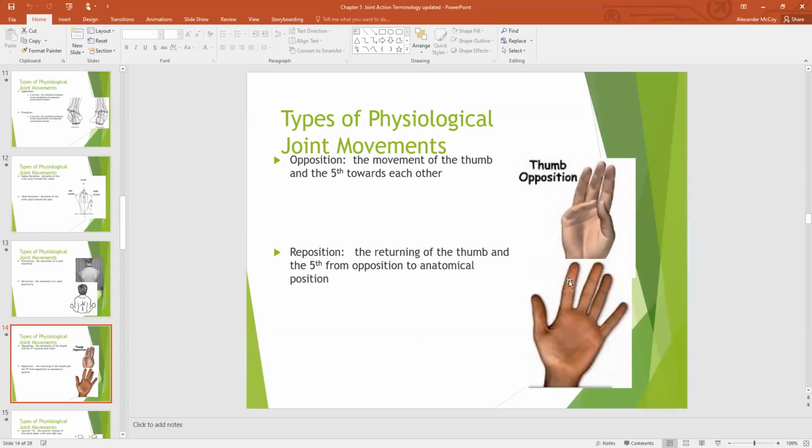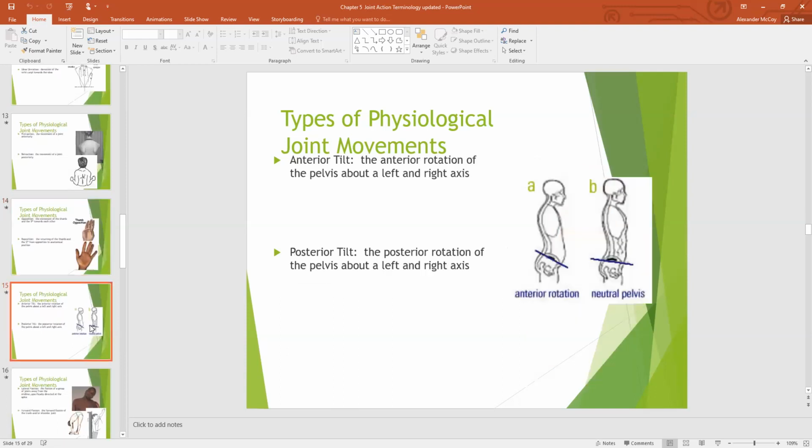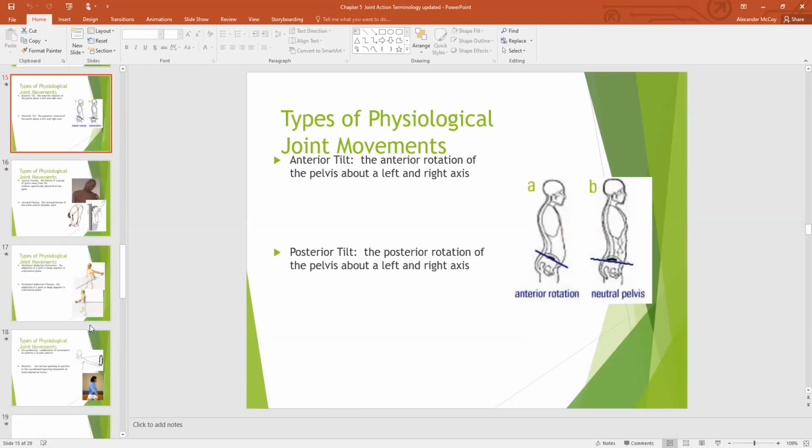All right, so opposition versus reposition. This one's pretty simple. It just means that you brought the pinky toe and the thumb together versus taking them away and returning to anatomical position. So opposition, you're taking opposites with the thumb and the fifth together, versus reposition, you're repositioning them back to start. That one's pretty easy. It's not really memorizing, but understanding that visualization.